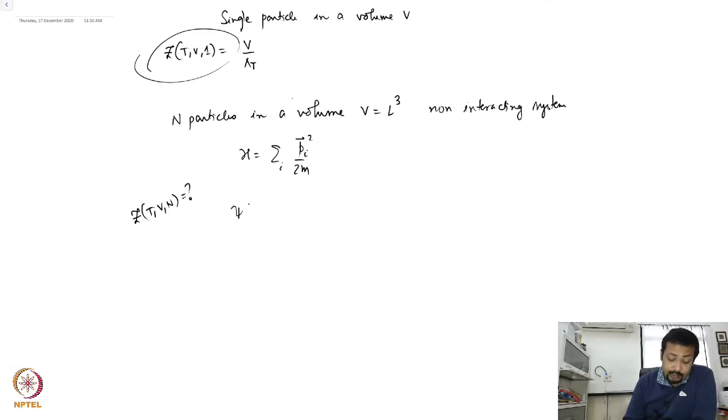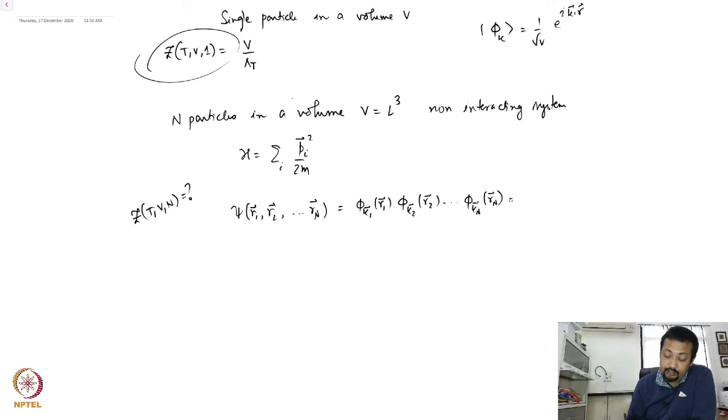So we start off by constructing the many particle wave function from the single particle wave functions, which I know. For a single particle, I know that this was my wave function, which was 1 over square root of V times e to the power i k dot r. So I can construct the many particle wave function as phi_k1(r1), phi_k2(r2), and so on, all the way up to phi_kN(rN), which is equal to the product over i of phi_ki(ri).